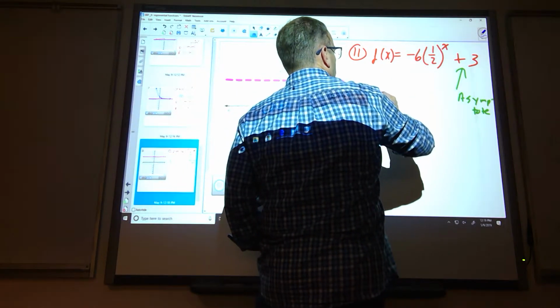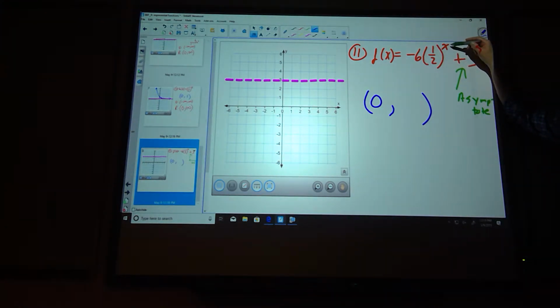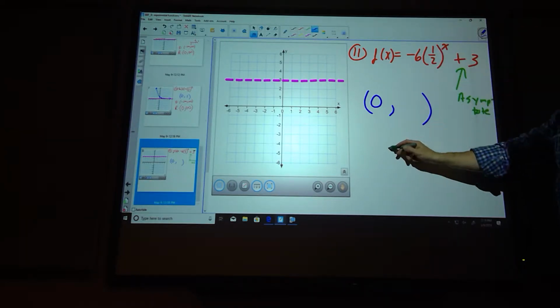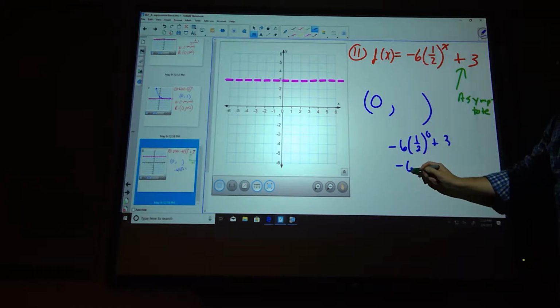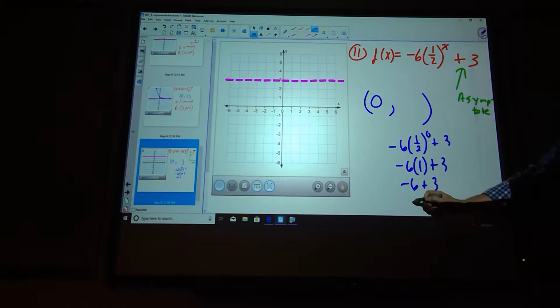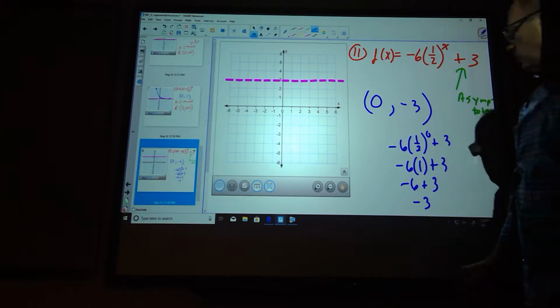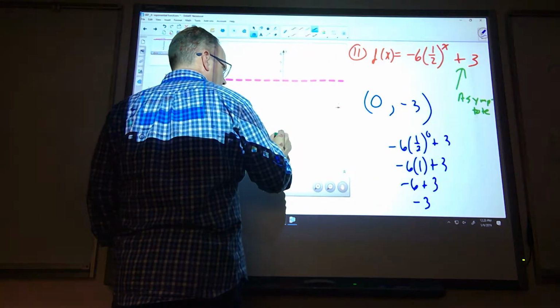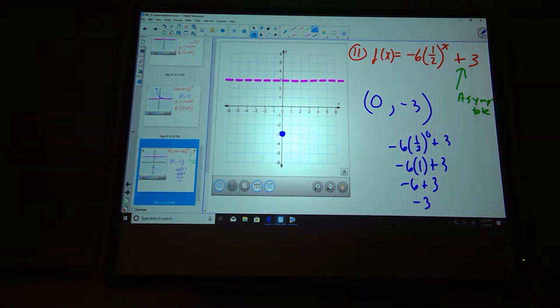So if I plug 0 in, 1/2 raised to the 0 is how much? 1. Okay, so that gives me 1. So if I did this, that would mean that the next step is this. Is that okay so far? Then I get -6, and just multiply that, plus 3, and that just gives me -3. That's like down here, isn't it? Ooh.